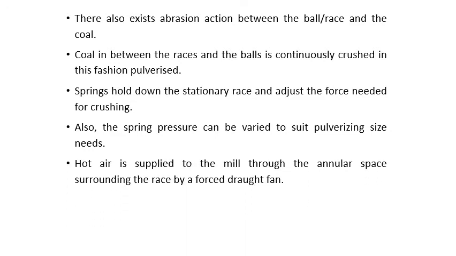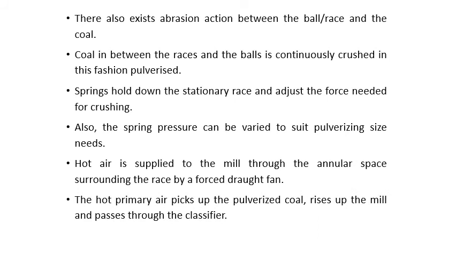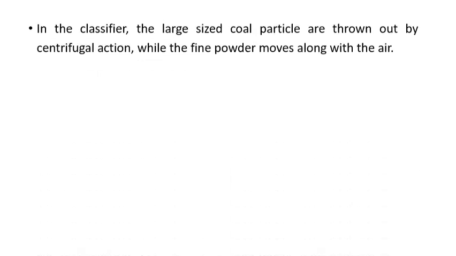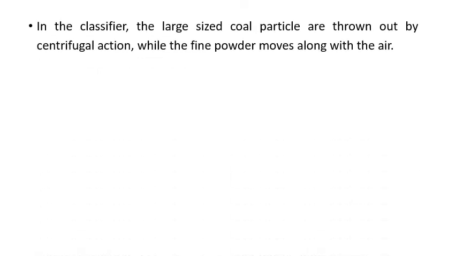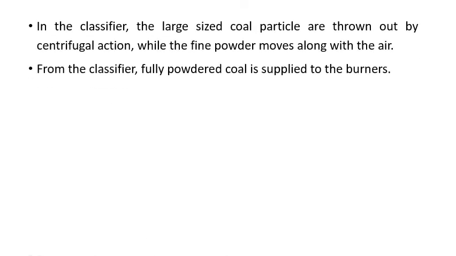Hot air is supplied to the mill through the annular space surrounding the race by the forced draft fan. The hot primary air picks up the pulverized coal and rises up in the mill and passes through the classifier. In the classifier, as we already discussed, based on the variation in size, the required size will move ahead and the larger size will once again be thrown back by the centrifugal action for further grinding.